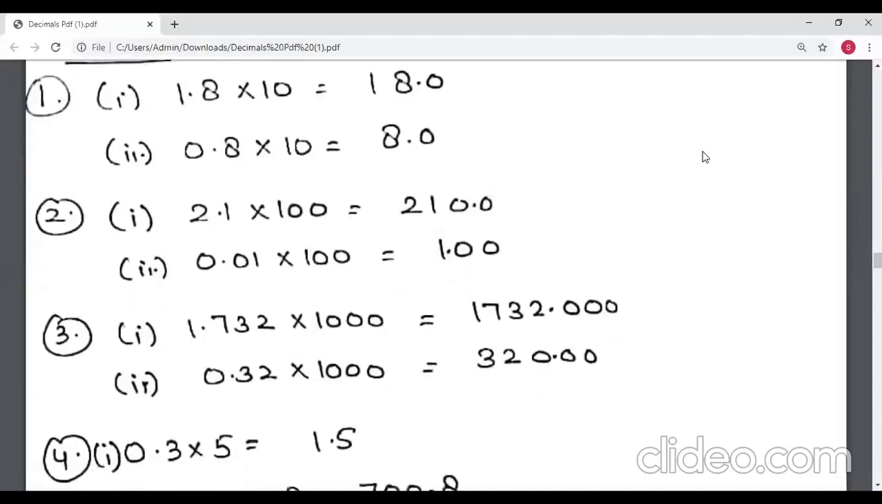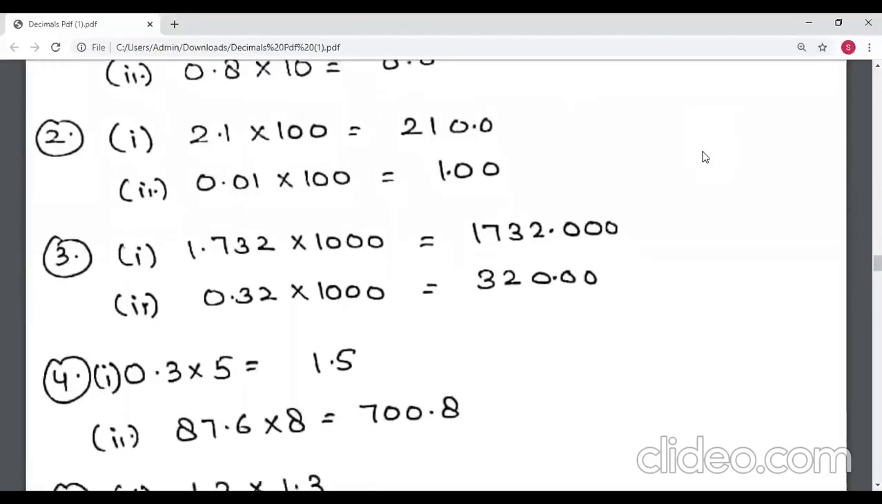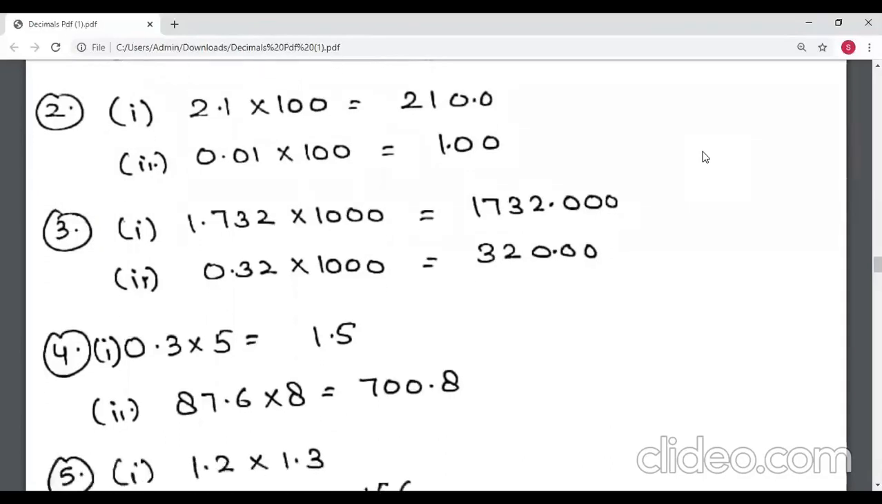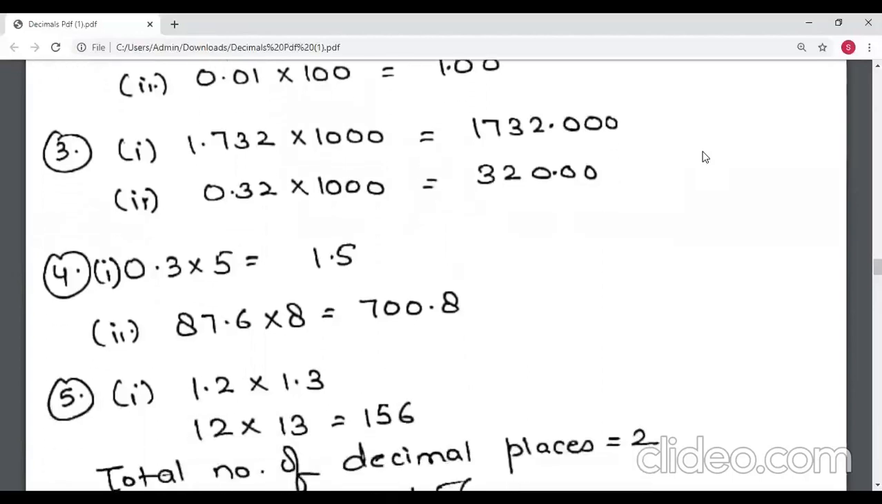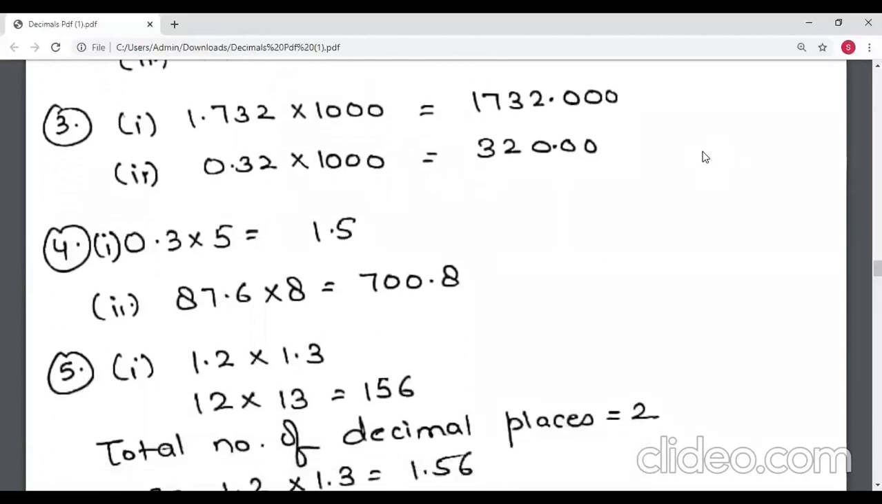Question number 2, 2.1 into 100: 21 into 100 will give you 2100, and because one decimal place is here, 2.1 into 100 will give you the answer as 210. Second part, 0.01 into 100. 1 into 100 means 100, and because it has two decimal places, 0.01 into 100 will give you the answer as 1.